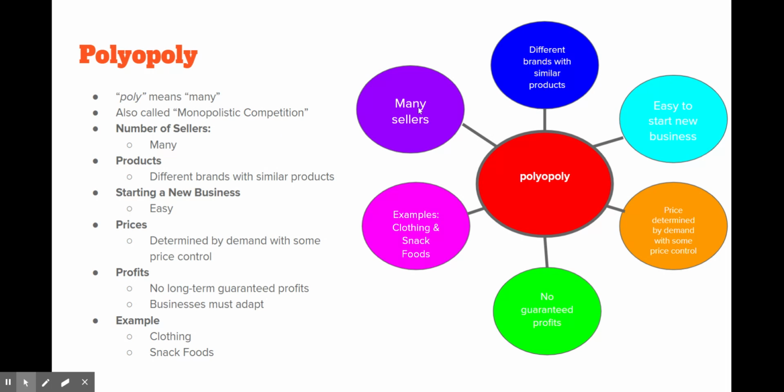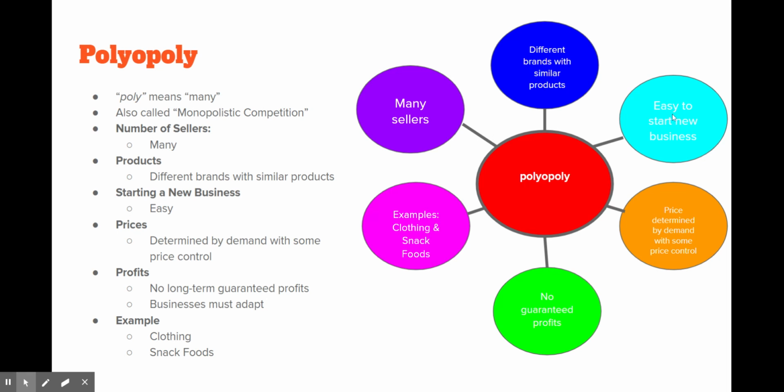So think of this as different brands. Maybe not an infinite number, but also not one or two. We're talking lots of, a couple of different brands that are famous. And as a result, we get different brands with similar products. So for example, clothing companies, the clothes are roughly the same. Their shirts, their pants, their shoes, but they all have slightly different tweaks based upon the brand that created them.